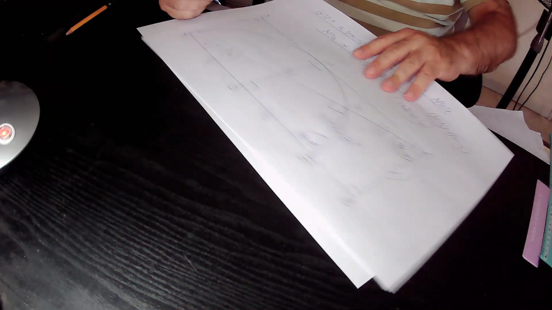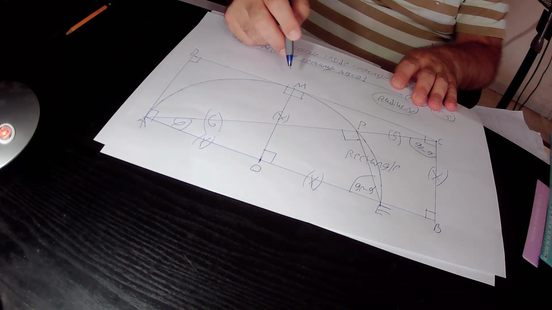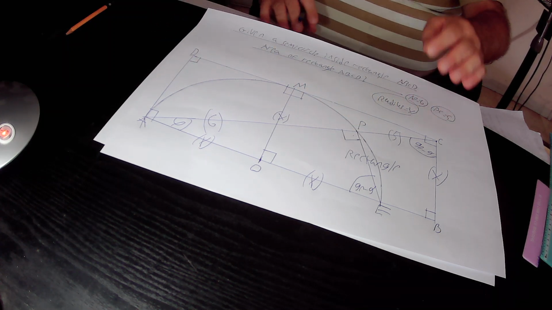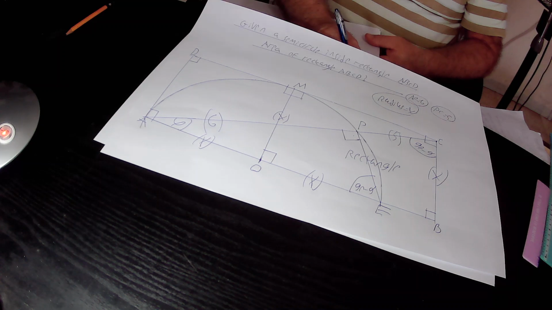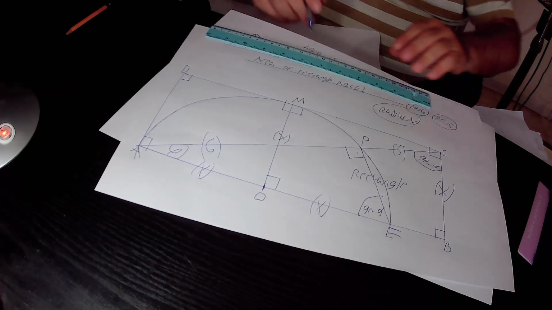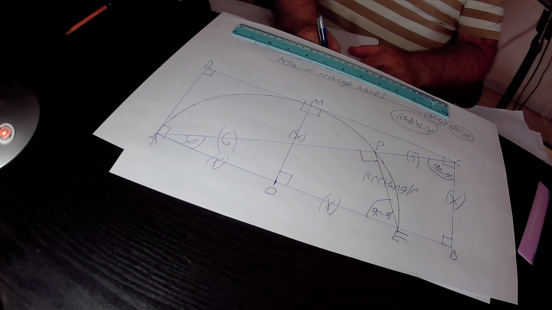So in the next step, we will prove that the right big triangle, triangle ABC, is similar to the small right triangle APE. So write it down. We prove that the right big triangle, triangle ABC, is similar to the right small triangle, triangle APE.